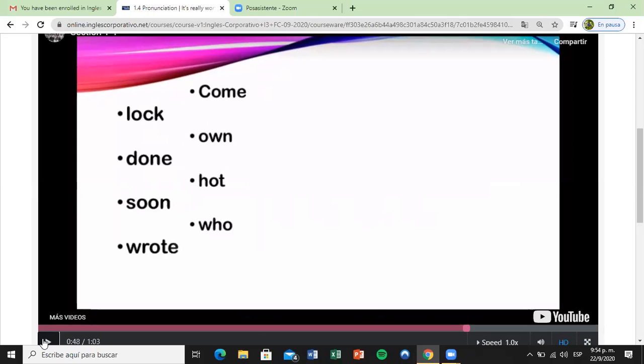Okay. Here we can see that we have many different words and that the letter O is pronounced differently.